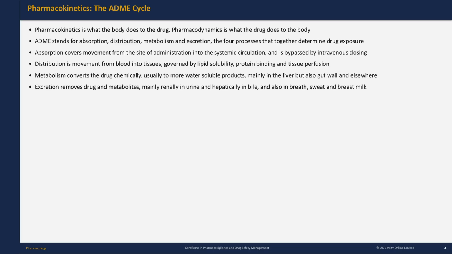Pharmacokinetics, the ADME cycle. Pharmacokinetics is what the body does to the drug. Pharmacodynamics is what the drug does to the body. ADME stands for absorption, distribution, metabolism, and excretion, the 4 processes that together determine drug exposure. Absorption covers movement from the site of administration into the systemic circulation and is bypassed by intravenous dosing. Distribution is movement from blood into tissues, governed by lipid solubility, protein binding, and tissue perfusion.